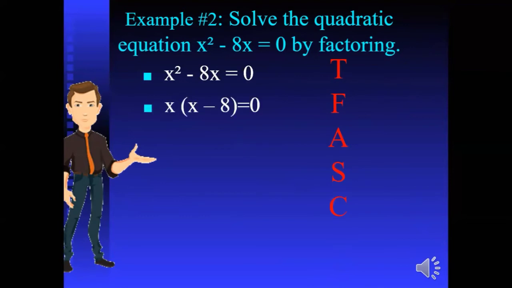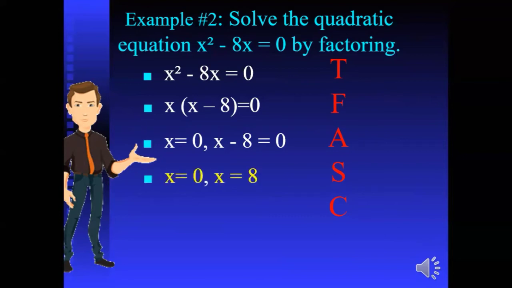Our second step is factor. So our given x squared minus 8x, we will factor that. So it becomes x times x minus 8 equals 0. And the next step is to apply the zero product property. So it becomes x equals 0 and x minus 8 is equal to 0. So let us solve. x equals 0 and x is equal to positive 8. And those are the two solutions. So let us check.